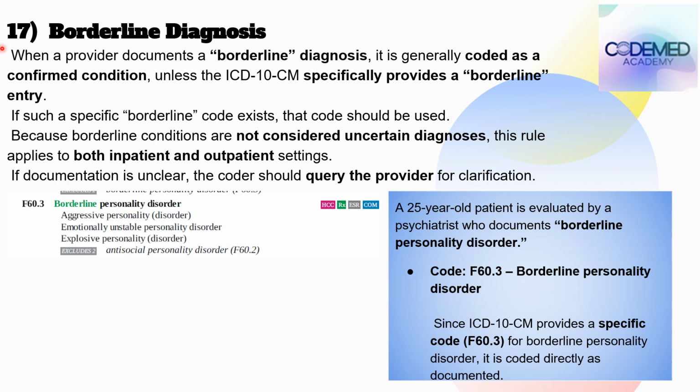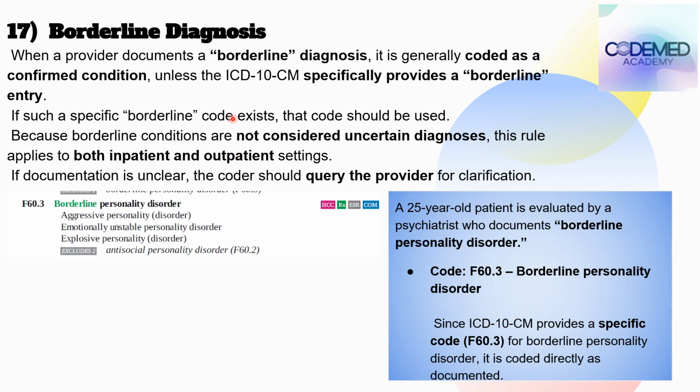Now, point number 17, that is borderline diagnosis. When a provider documents a borderline diagnosis, it is generally coded as a confirmed condition, unless the ICD-10-CM specifically provides a borderline entry. If such a specific borderline code exists, that code should be used. Because borderline conditions are not considered uncertain diagnoses, this rule applies to both inpatient and outpatient settings. If the documentation is unclear, the coder should query the provider for clarification.